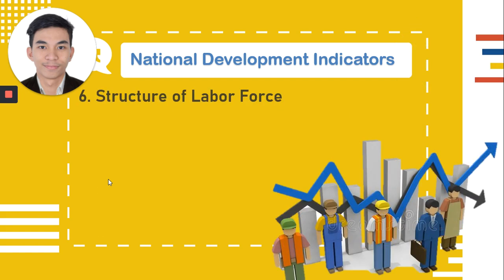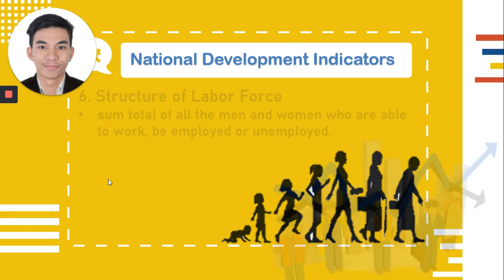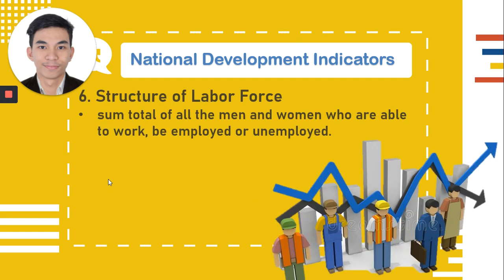Next one, structure of labor force. It is the sum total of all the men and women who are able to work, be employed, or unemployed. So this is all about the data. Doon sa number 5, it is more on the percentage. Okay? Ayan. The age structure of the country basically determines the labor or the workforce.